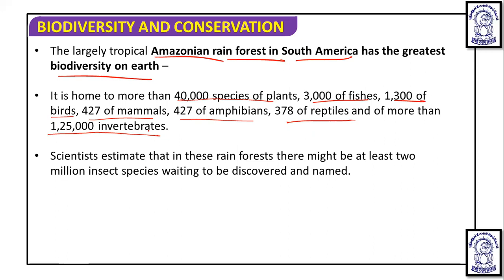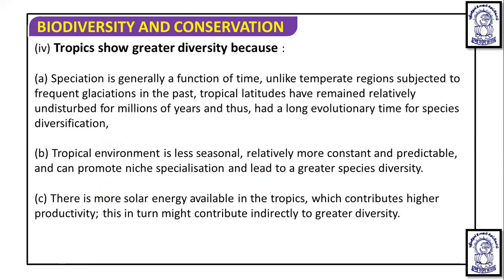And this rainforest might have at least 2 million insect species yet to be discovered. Scientists estimate that the Amazonian rainforest might have at least 2 million insect species that are going to be discovered and named. So this way you will see the pattern of diversity in the latitudinal gradient. If we talk about an altitudinal gradient, you will see it as such.